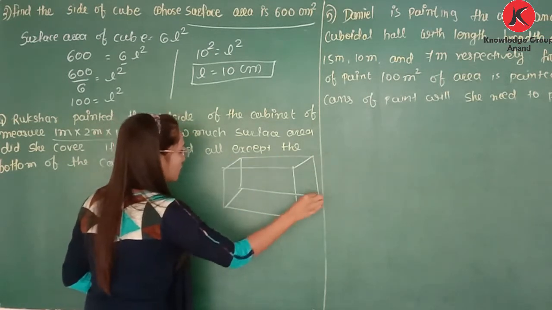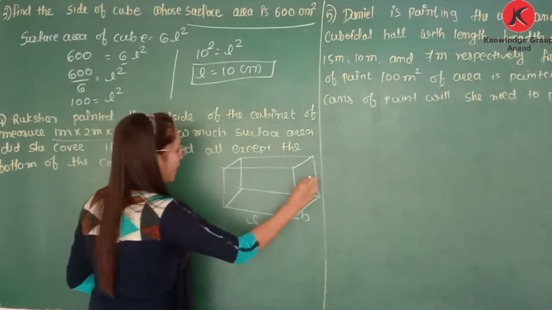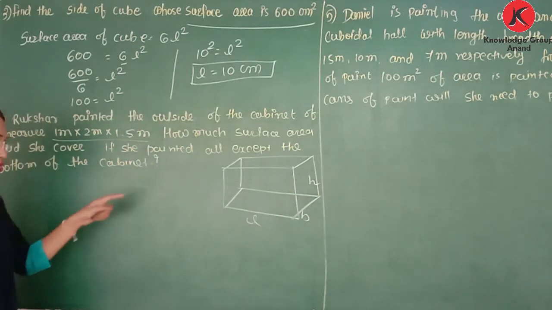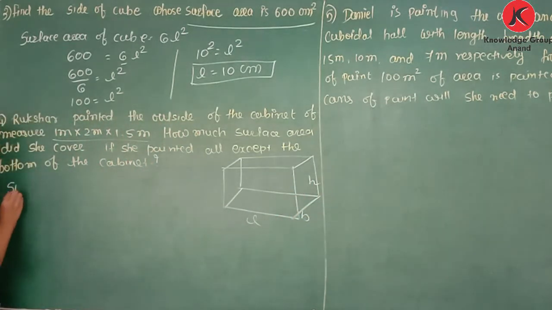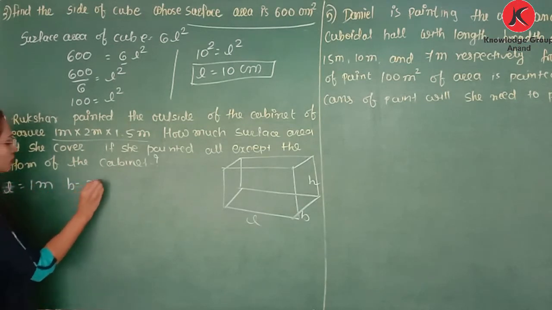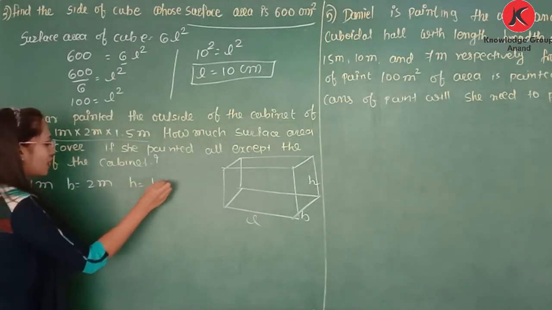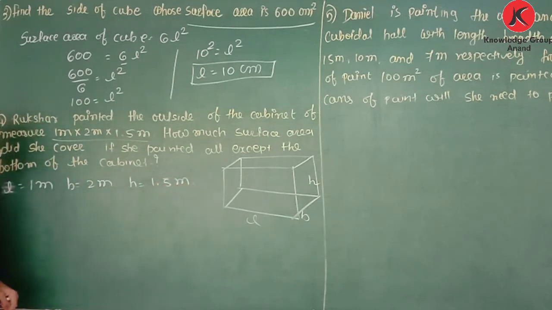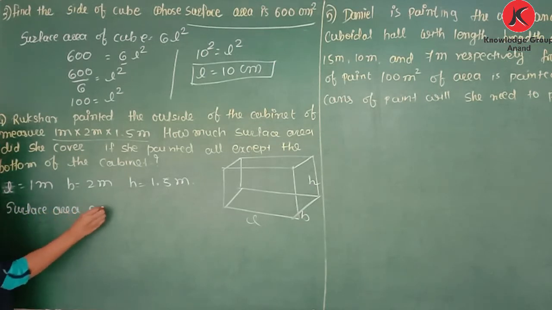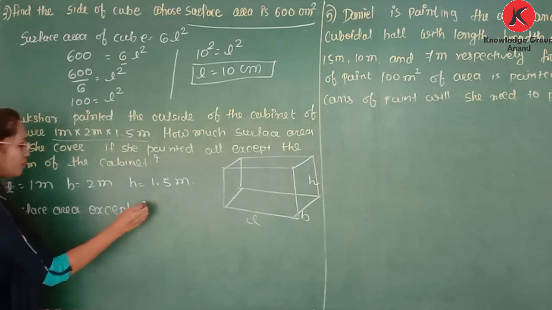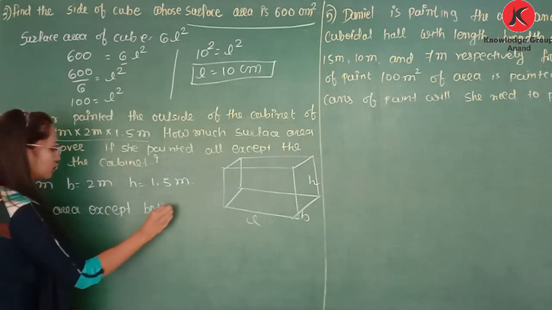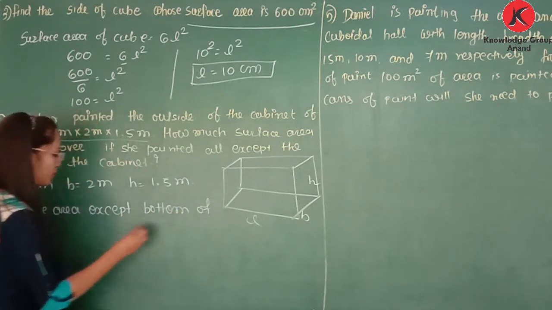Bottom is not covered, so length, breadth and height. So here we need to write the equation. Surface area, let's say length is 1 meter, breadth is 2 meter and height is 1.5 meter. Now surface area except bottom of cabinet.